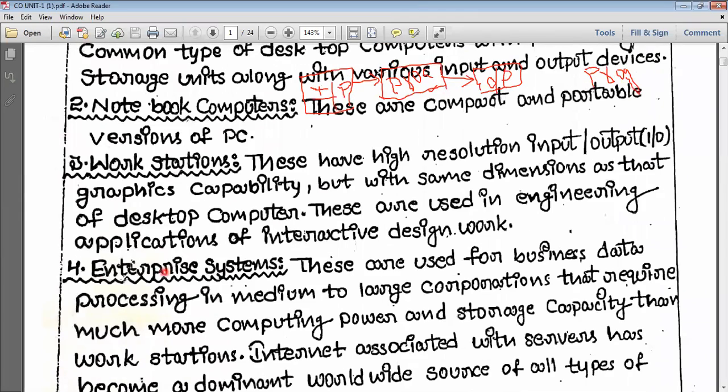Next, enterprise systems. Suppose we have an organization with different branches, and we want to share data between the branches. Then we select computers like enterprise systems. Here the server plays an important role in sharing the data.